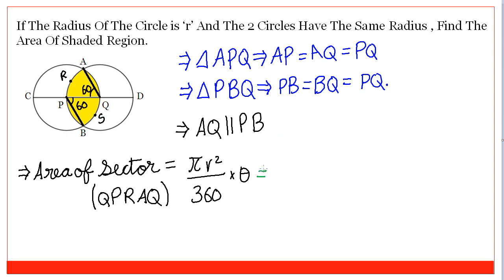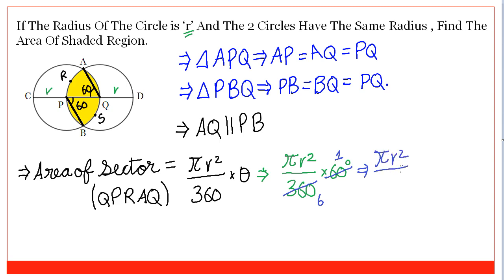So in this case, the radius is r itself. I told you that according to the question it is r. So pi r square upon 360 would be the same, and the angle theta is 60 degrees, because we have proved that triangles APQ and PBQ are equilateral triangles. After cancelling the common factors, we get 6 in the denominator, so the area is pi r square upon 6.